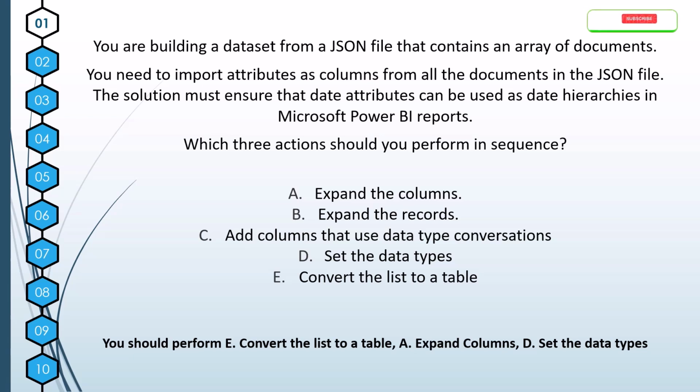A. Expand the columns. B. Expand the records. C. Add columns that use data type conversions. D. Set the data types. E. Convert the list to a table. You should perform E. Convert the list to a table, A. Expand columns, D. Set the data types.